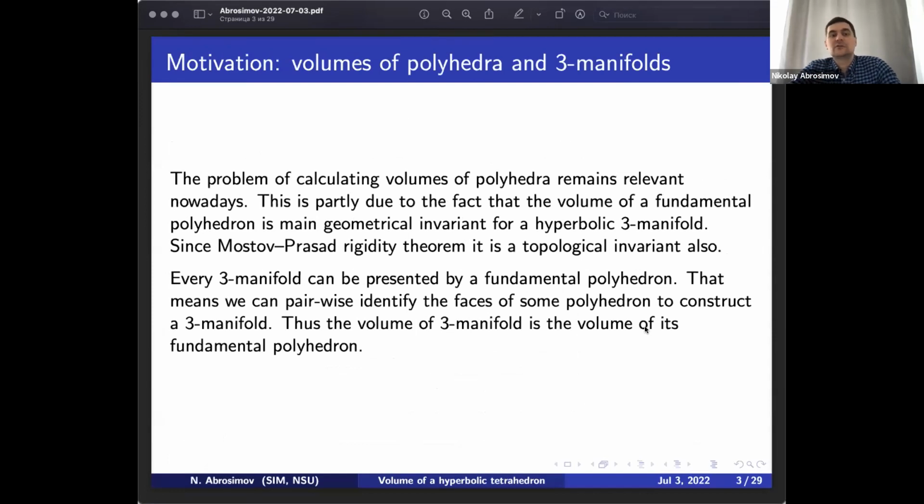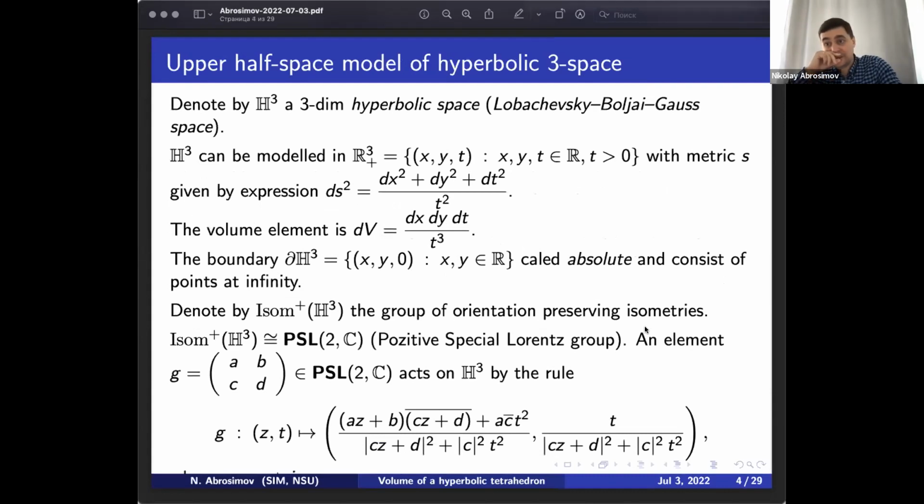The problem of calculating volumes of polyhedra remains relevant nowadays. This is partly due to the fact that the volume of a fundamental polyhedron is a main geometrical invariant for a hyperbolic three-manifold. And since the Mostow-Prasad rigidity theorem, it is a topological invariant also. Well, every three-manifold can be presented by a fundamental polyhedron. That means we can pairwise identify the faces of some polyhedron to construct a three-manifold. Thus, the volume of a three-manifold is the volume of its fundamental polyhedron. And for further consideration, we will use the upper half-space model of the hyperbolic three-space.